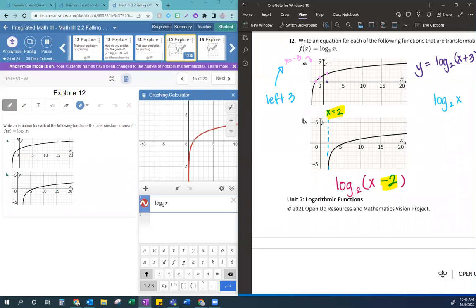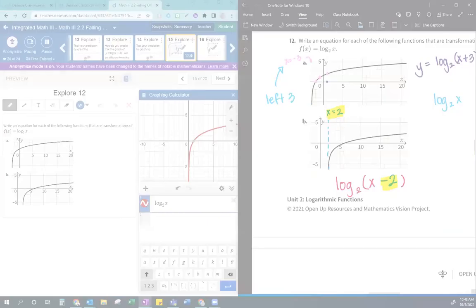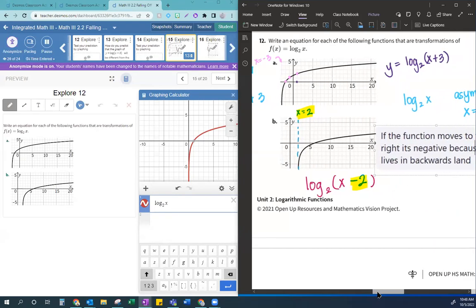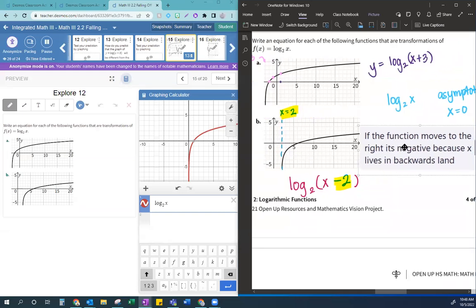Someone said it shifted to the right. And then someone else said because x will always be backwards. Exactly. And I'm going to clip this so that you all see. So this is my little note to you guys. I asked you a question and you came out with some fabulous knowledge. If the function moves to the right, it's negative because x lives in backwards land. y does not live in backwards land.